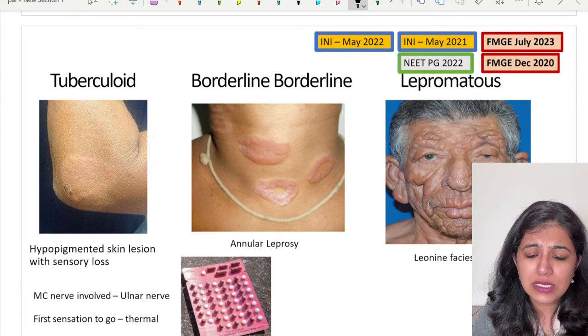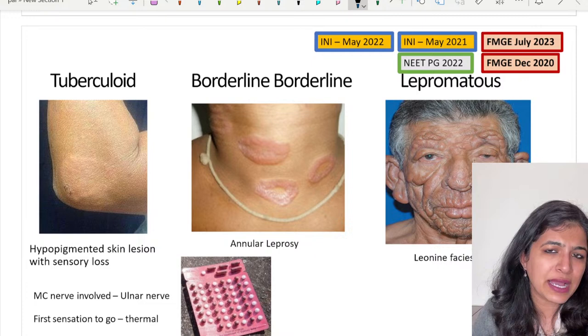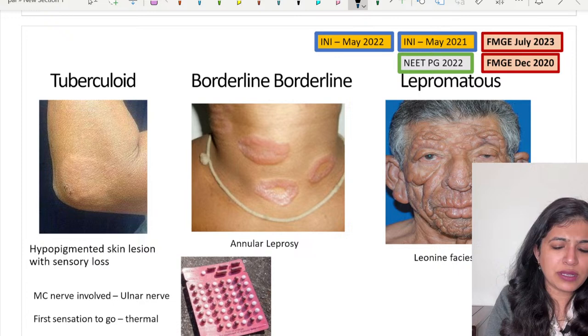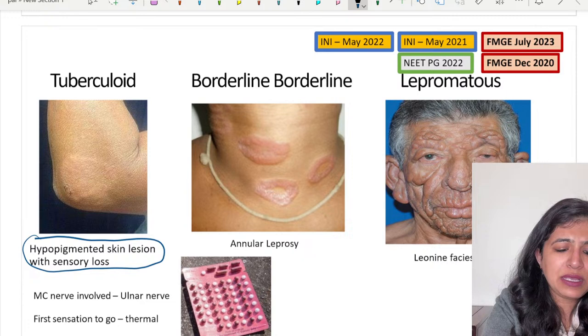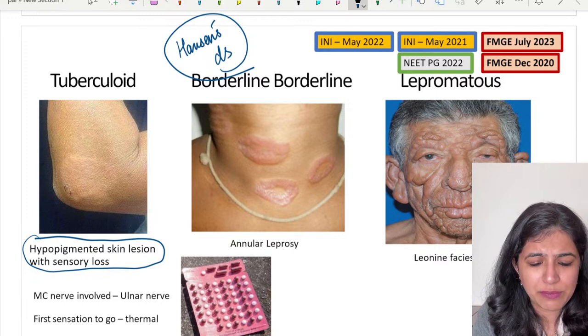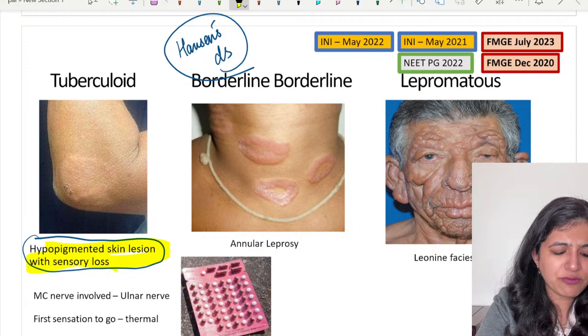Then we come to leprosy. Look at the number of boxes. This is a very favorite question across the INI exam, across the NEET, as well as the FMG exam. The question that they asked in the July 23 exam was, a patient presents with a hyperpigmented skin lesion with sensory loss. What is the diagnosis? The diagnosis was leprosy. Remember, leprosy is also called Hansen's disease. So if the question says Hansen's disease, it just means leprosy. A patient presenting with a hyperpigmented lesion with sensory loss, for all practical purposes, the answer is leprosy.